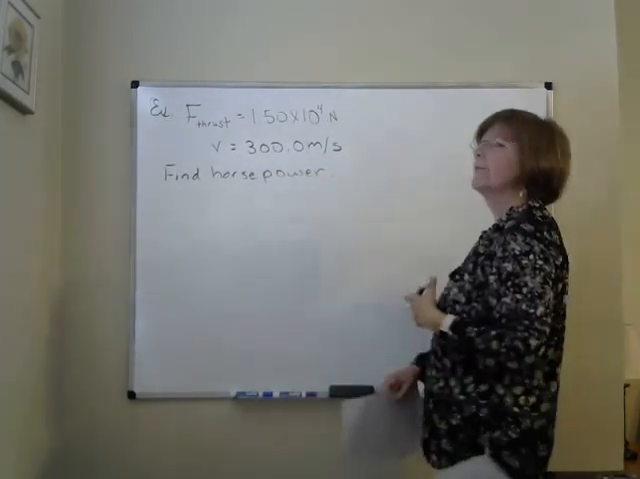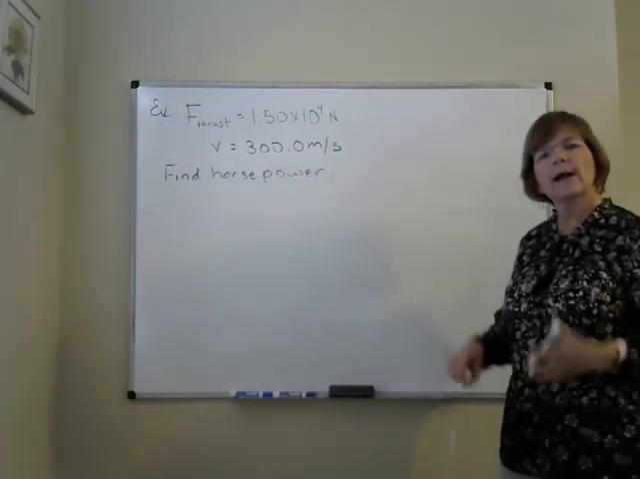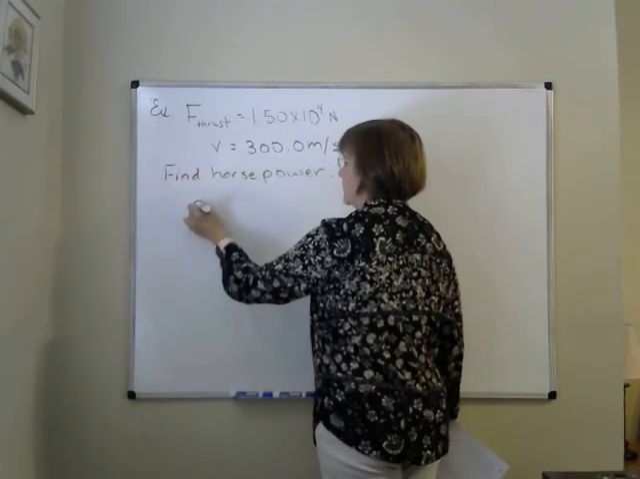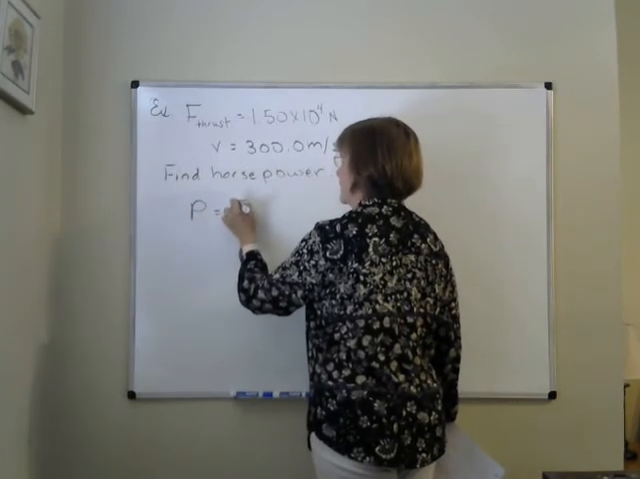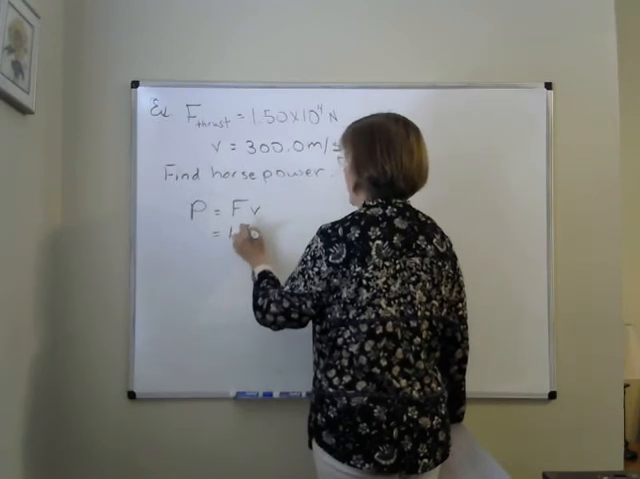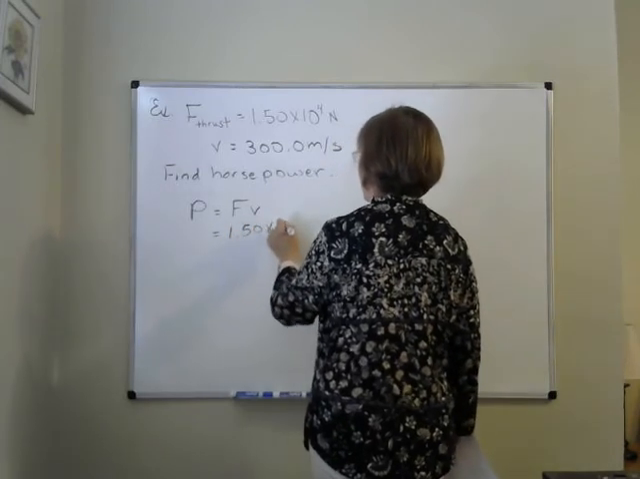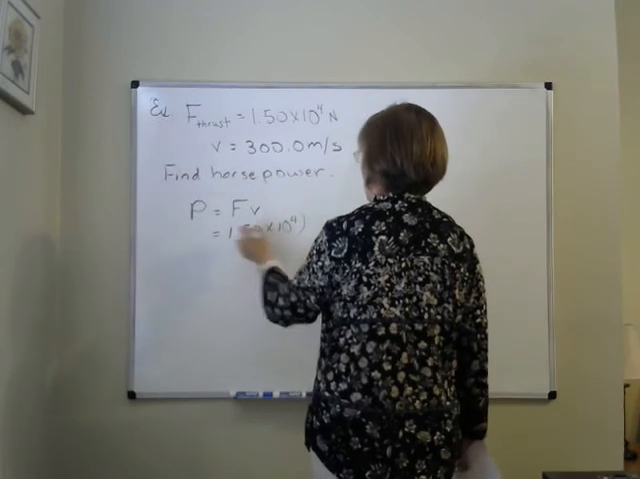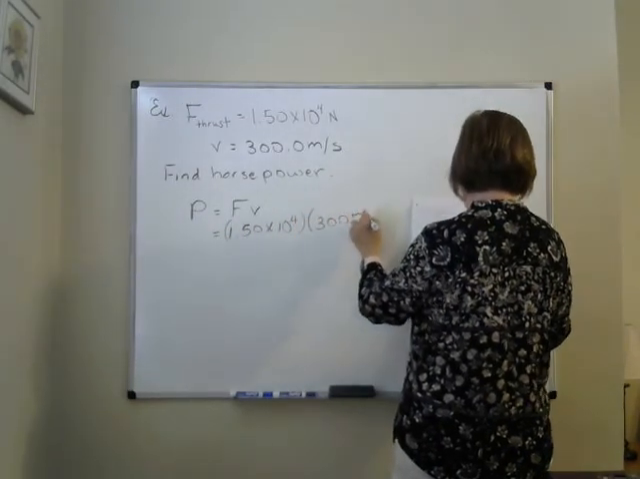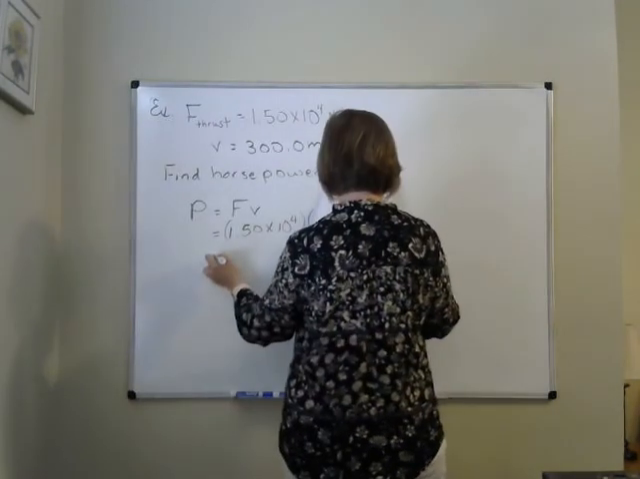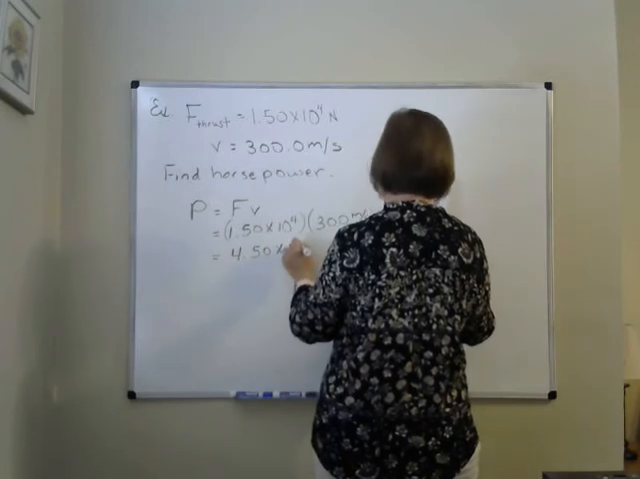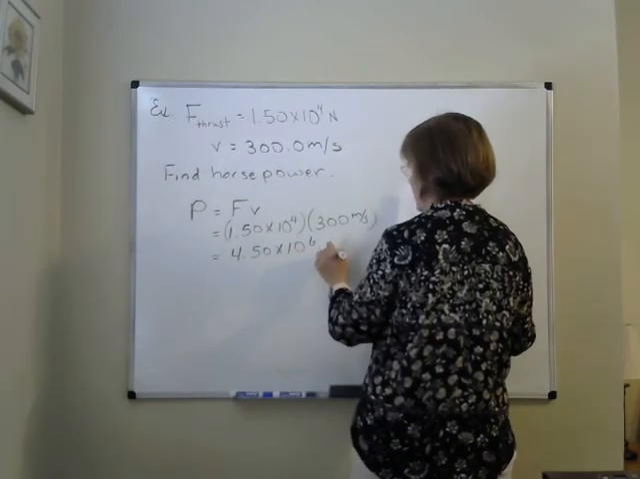Well, before we find horsepower, let's just find power using our units. We know that power can be found for something that's in motion by doing force times the velocity. So we have 1.50 times 10 to the 4th newtons times the speed of 300 meters per second. So the power is 4.50 times 10 to the 6th watts.